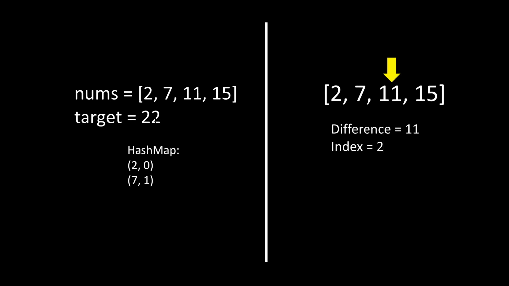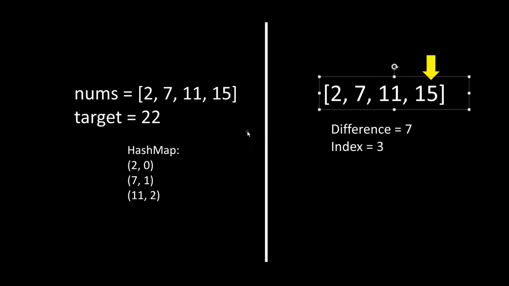Now we're checking target 22 minus 11, which is also 11, at index 2. Is 11 contained inside of our hash map? It's not, so we'll put that in there at the second index. Finally here, we're going to move to our last index, 15.